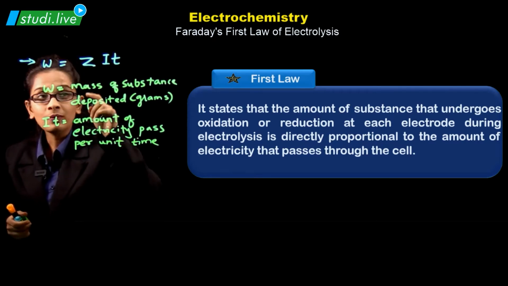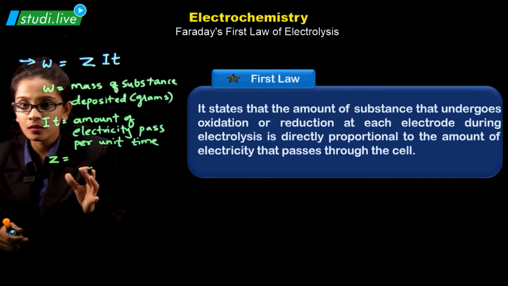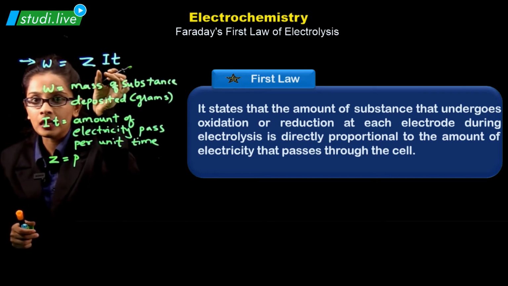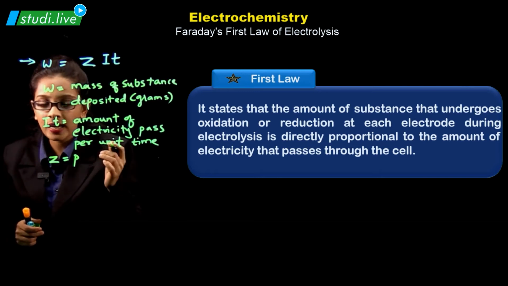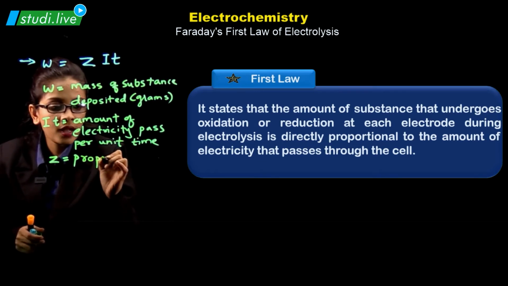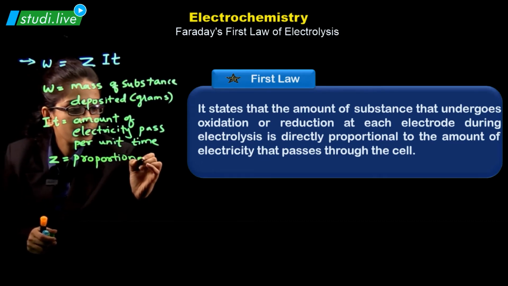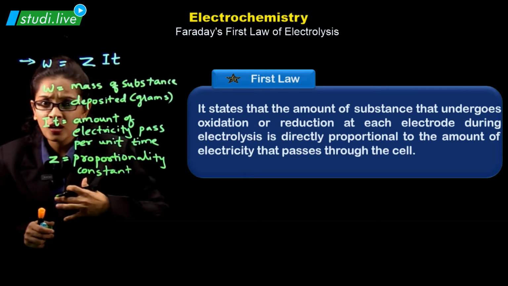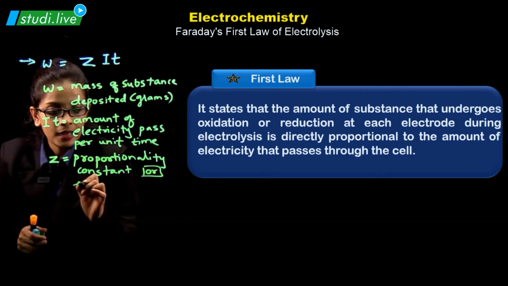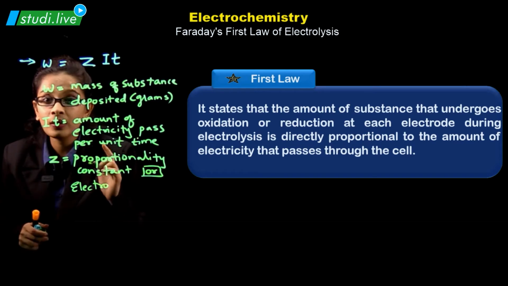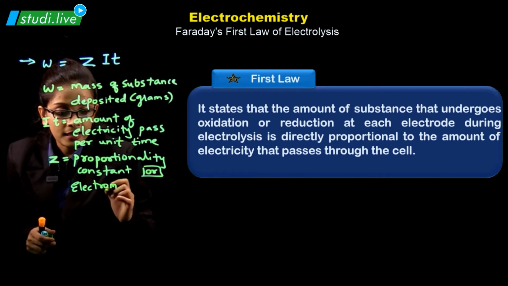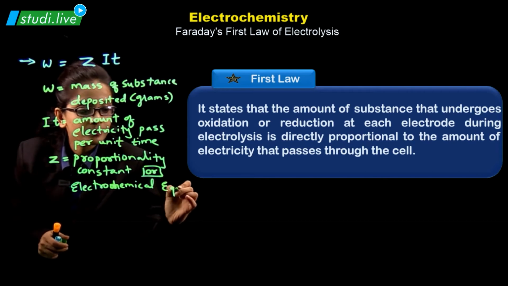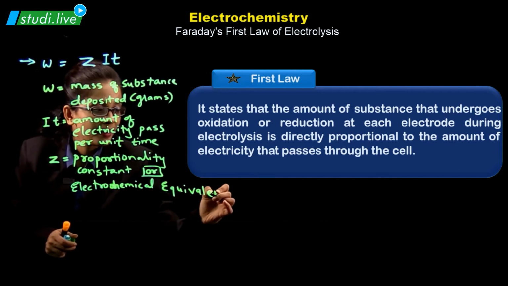Now, the next important term, that is Z. What this Z exactly means? Because as we have discussed, W is directly proportional to IT, we are adding Z to remove the proportionality sign. So can we say it is nothing but the proportionality constant? Yes or no? Definitely yes. It is also called the electrochemical equivalent. Yes, student, you need to remember this name.